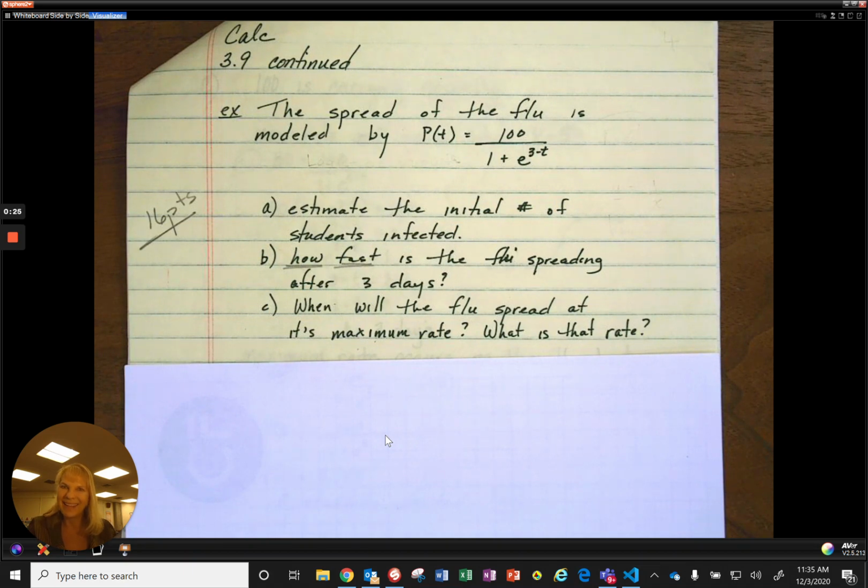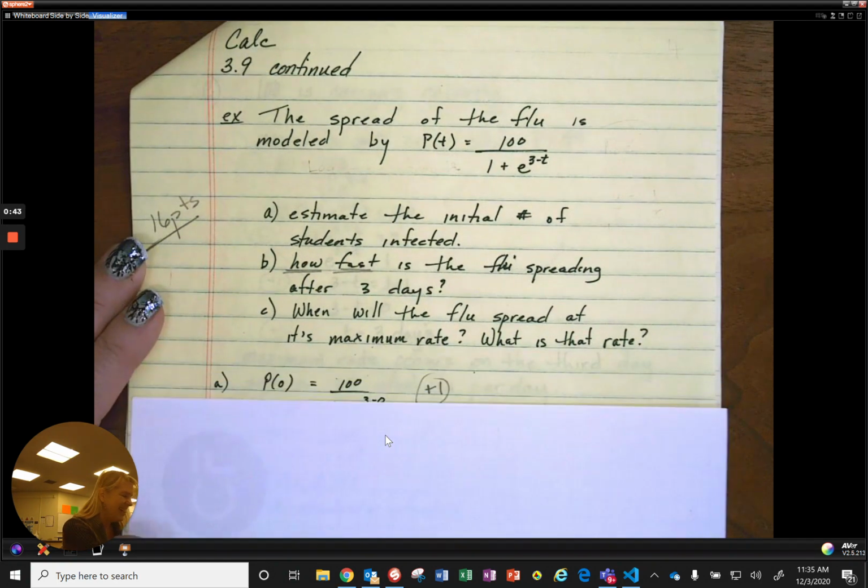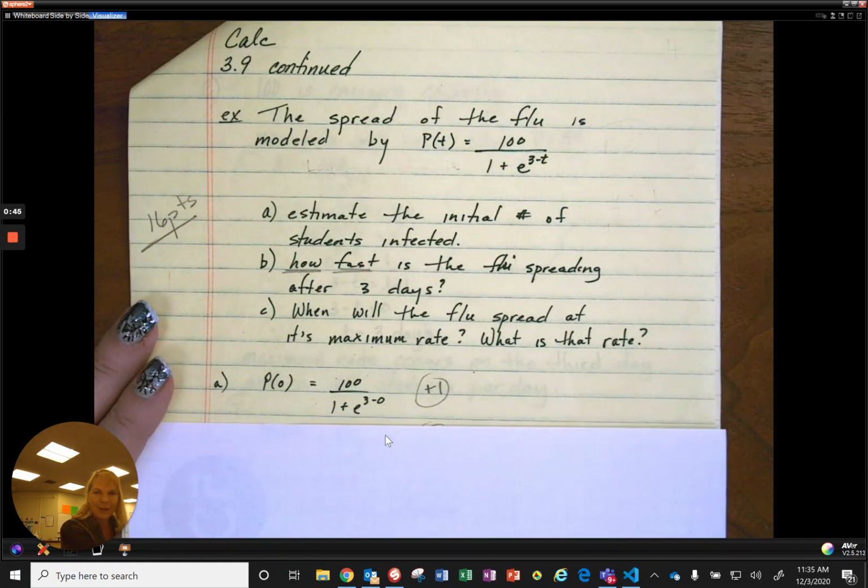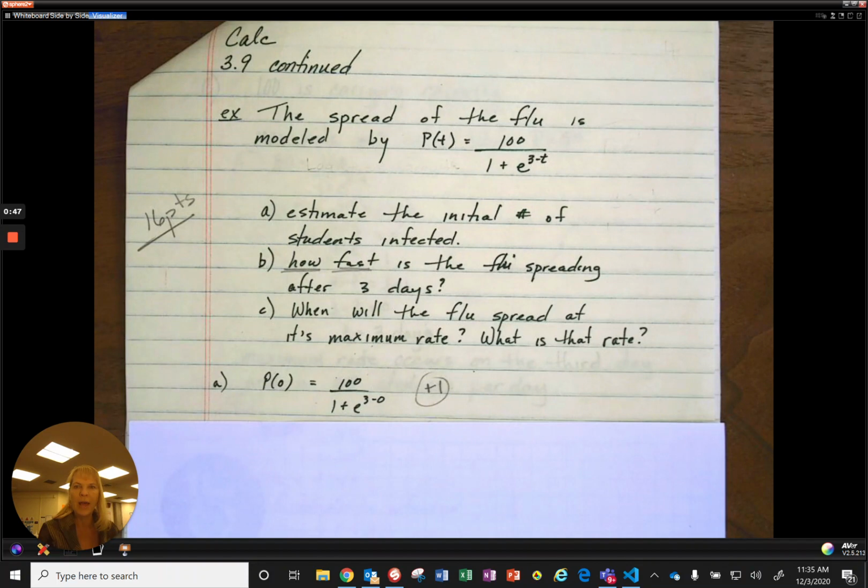Welcome back. All right, estimate the initial number of students infected. Okay, that would be initial, would be when time is 0, the beginning of time. I was actually there at the beginning of time. That's how old I am. Here we go. That would be P of 0. So you're plugging in P of 0 and calculating that amount.